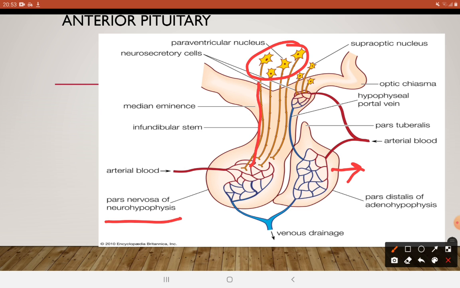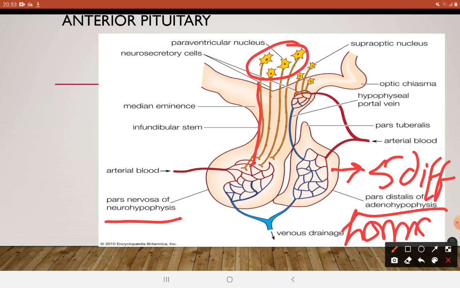While the adenohypophysis secretes 5 different types of hormones, right? 5 hormones are secreted by the adenohypophysis or the anterior pituitary. So how does that occur? Let's see.